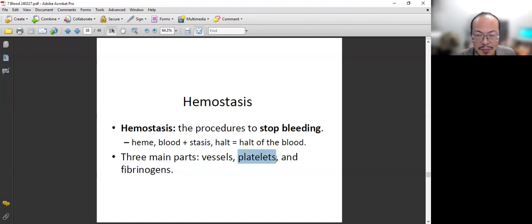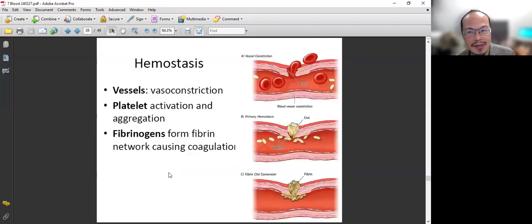Platelets are a type of blood cell. Fibrinogen is a type of plasma protein. We talked about these in the earlier portion of this lecture. So this puts things all together to talk about this process, hemostasis. So that's that. All right. Let's get started. Hemostasis has three major players: the vessels, the platelets, and fibrinogen. Each one has its own contribution to hemostasis.